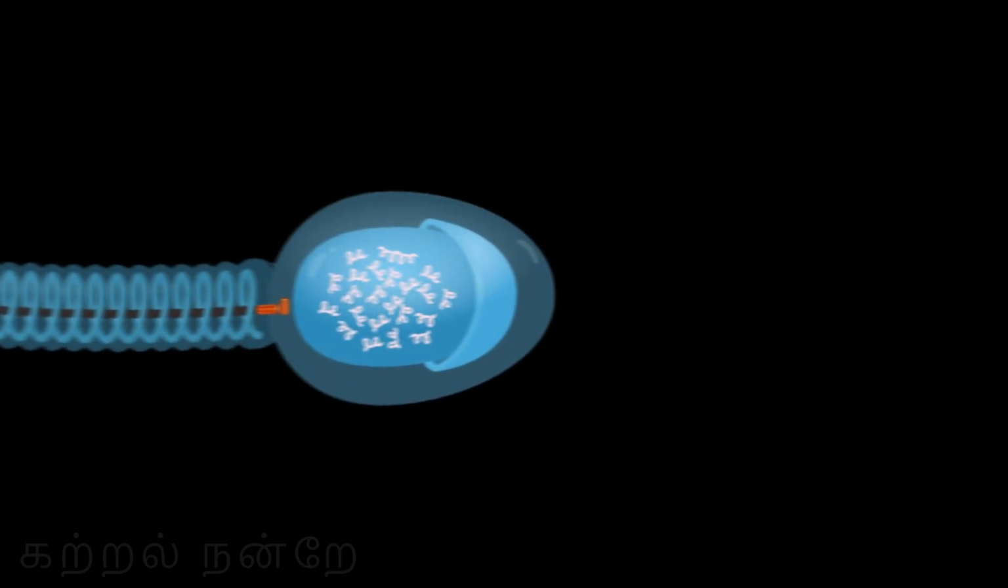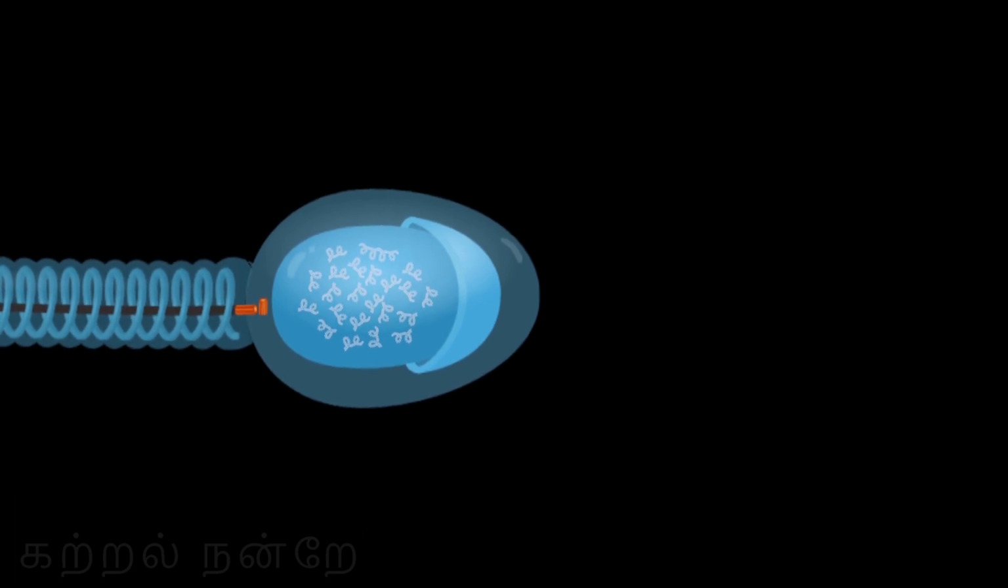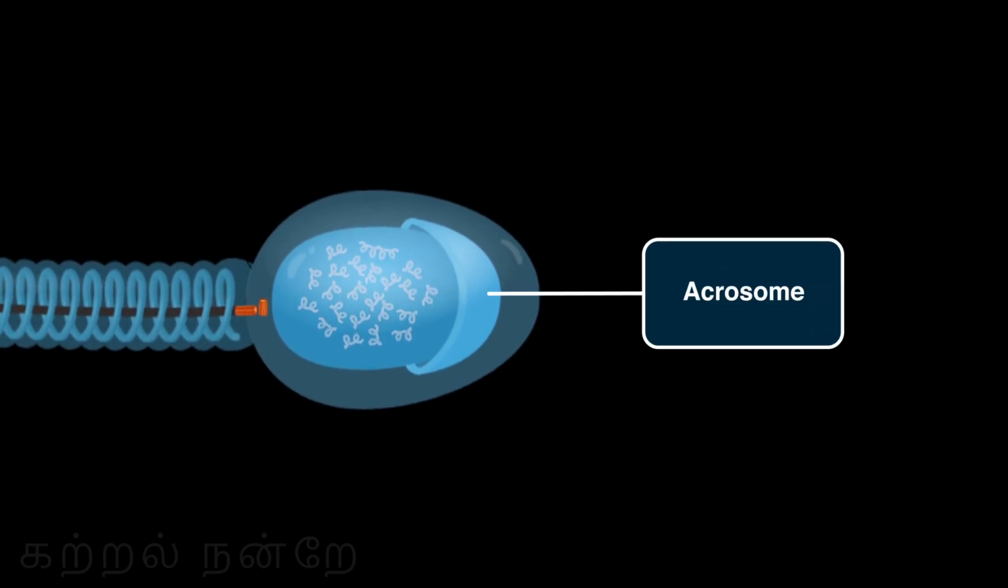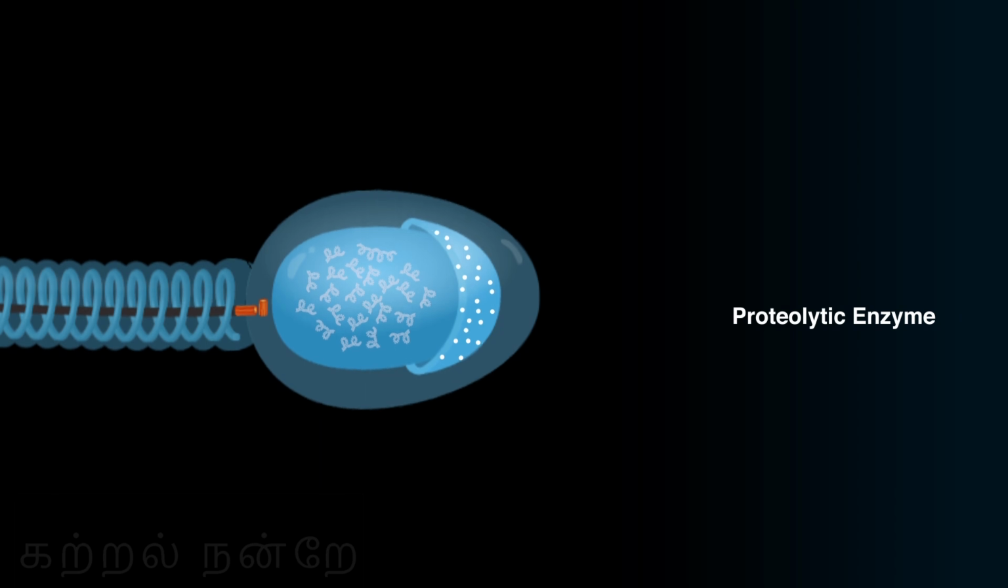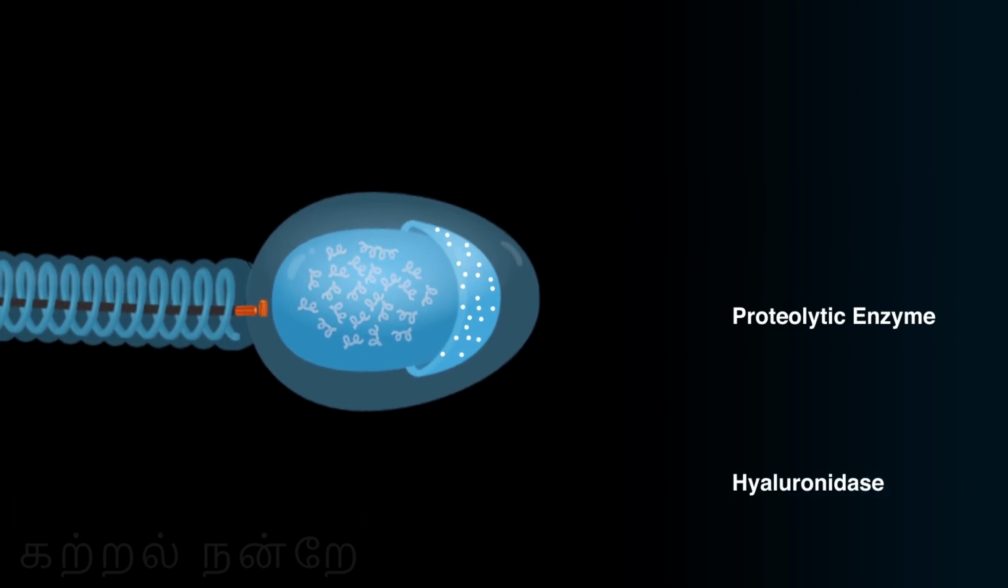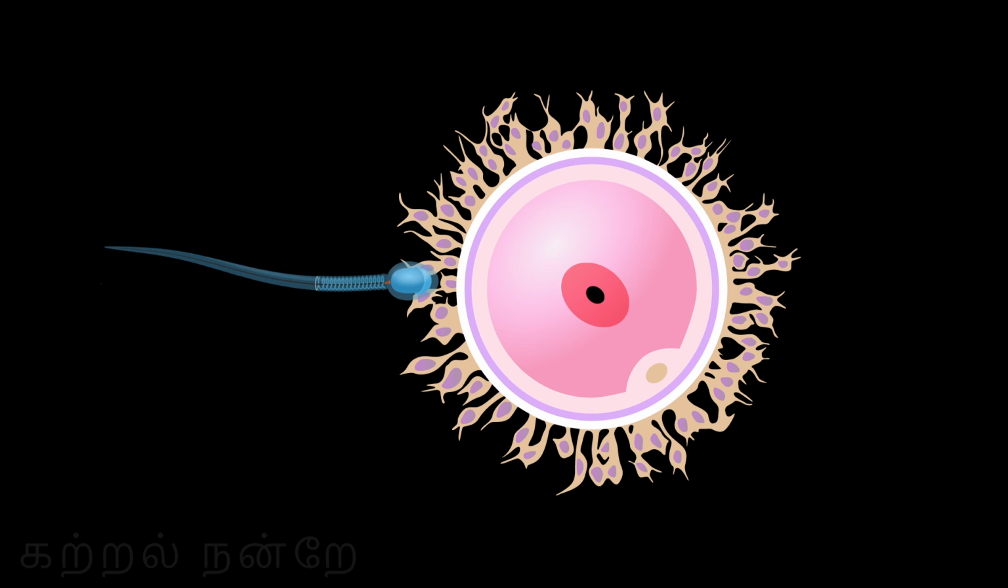At the front end of the head, there is a cap-like sharp structure called the acrosome. The acrosome contains proteolytic enzyme hyaluronidase, also known as sperm lysine. This enzyme, during fertilization, helps the sperm penetrate the oocyte membrane, allowing the sperm cell to enter the oocyte.